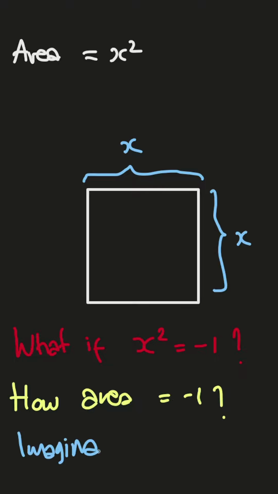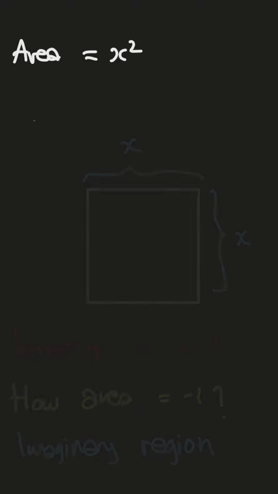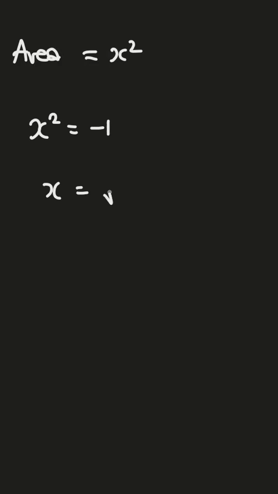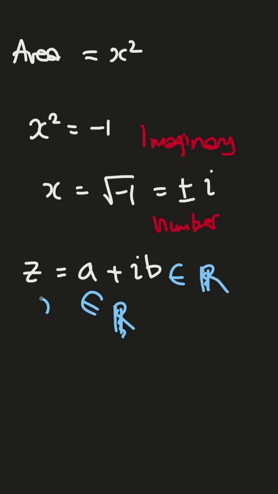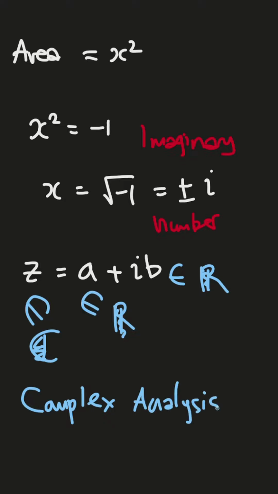This leads us to the imaginary region. For x squared equals minus 1, if we take the square root of both sides, we get the square root of minus 1, which I denote as i, or the imaginary number. To be specific, x is plus or minus i. So if we have z like this, where a and b are real numbers, then z is a complex number, which is the main focus in complex analysis.